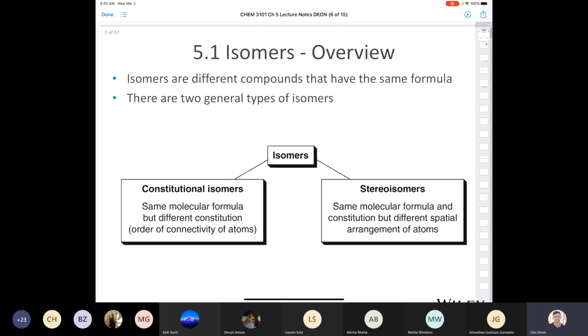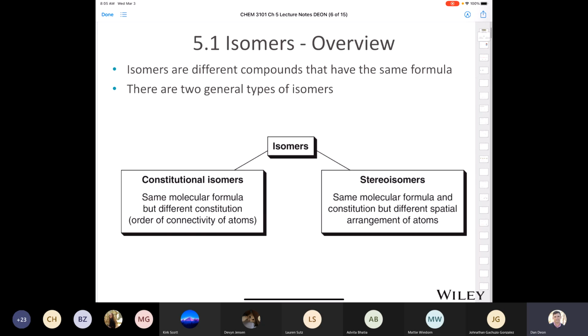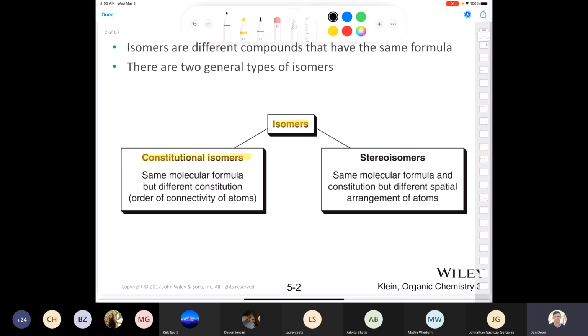So we're going to start off by reviewing isomers, because isomers is a concept that you would have been introduced to in general chemistry. And we looked at isomers also earlier on in this class in Chapter 2. We dealt with molecular representations, and we discussed constitutional isomers, which are molecules that have the same molecular formula, but a different connectivity of atoms. And the classic example that I used is a really simple one.